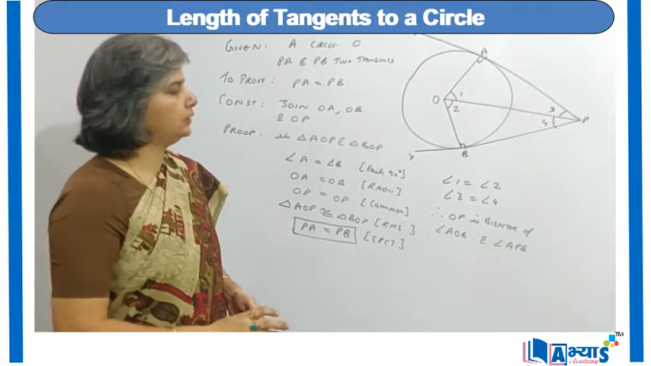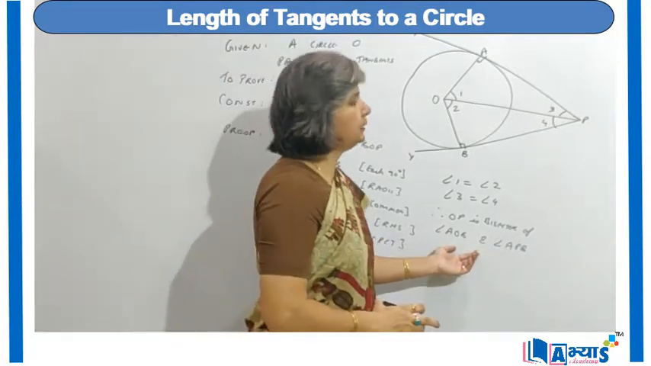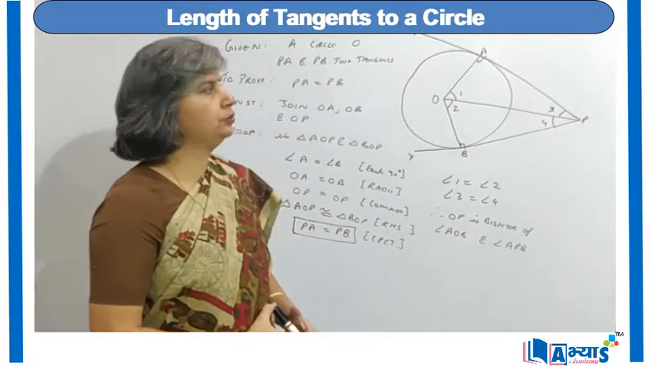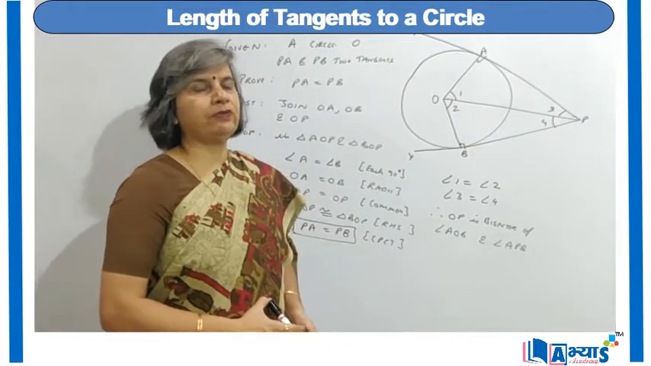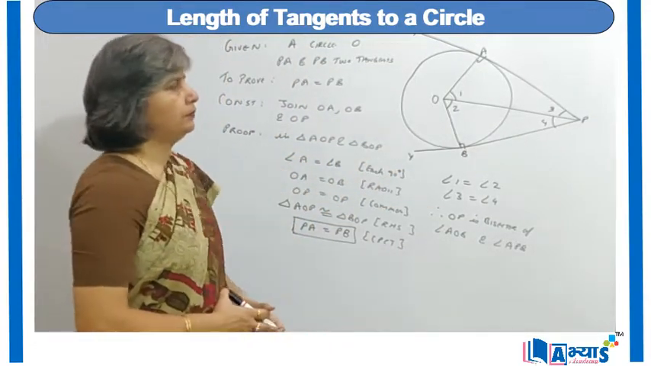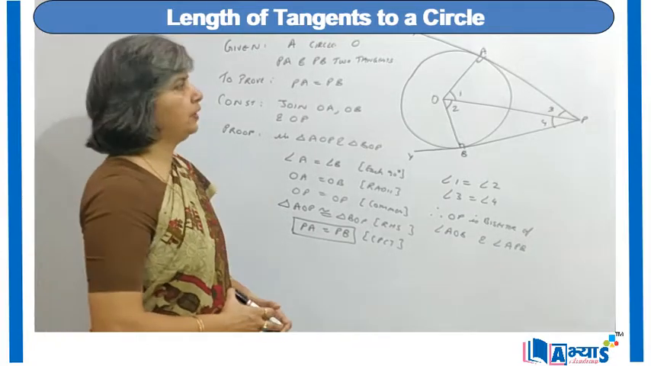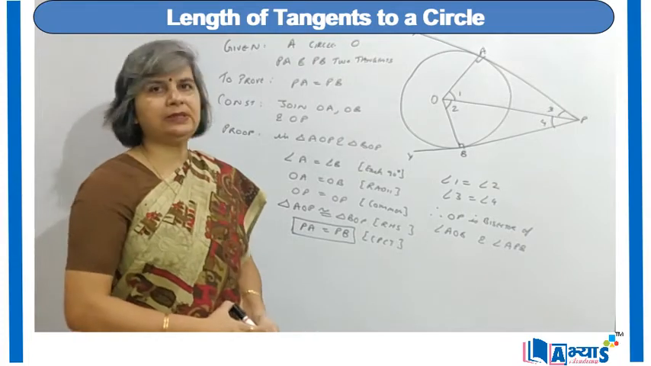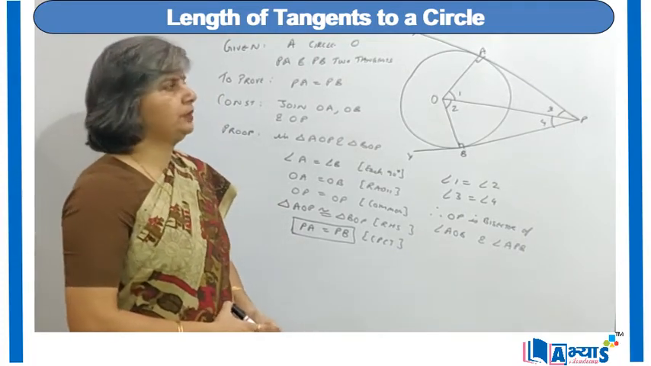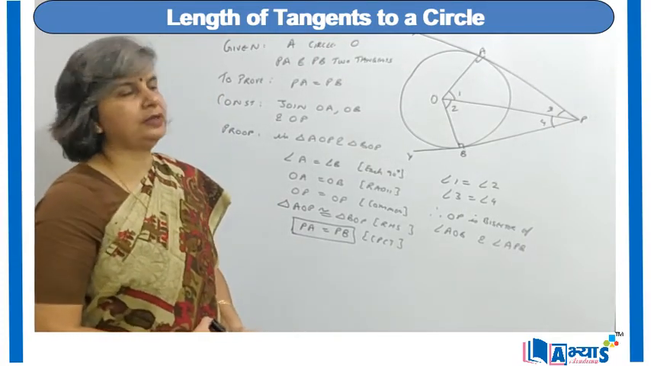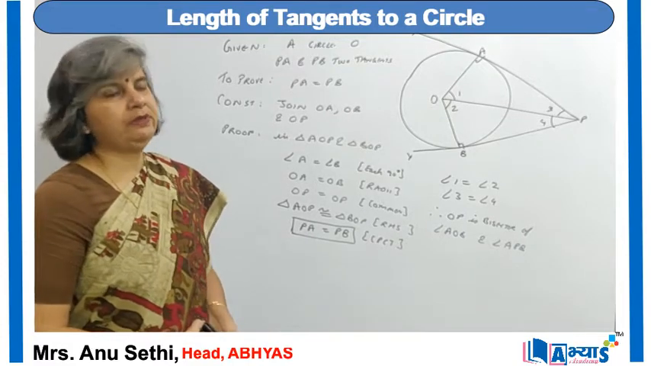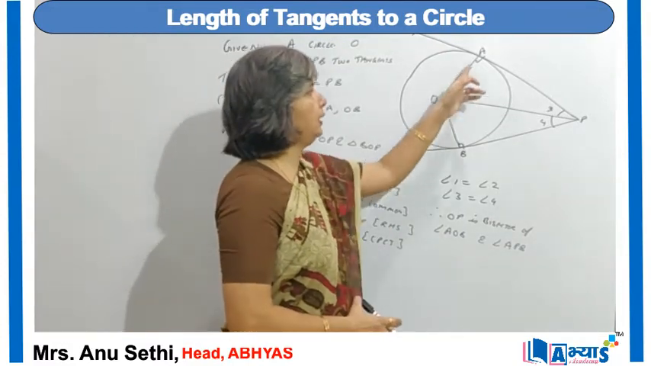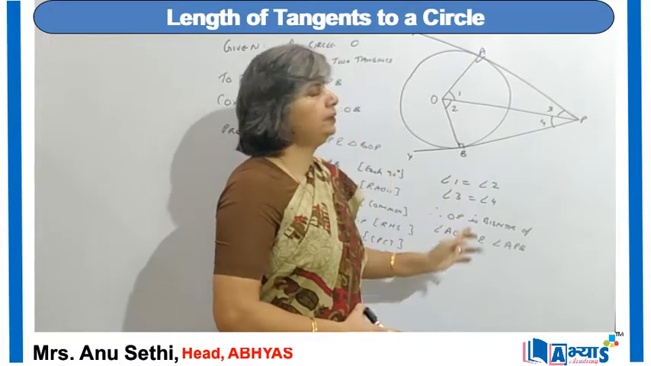In some questions this relation is also used, that OP is the bisector of angle O and angle P. So we have proved both the concepts. We have proved the theorem that the lengths of the tangents are equal, that means PA is equal to PB. Further, OP, the line joining the center with the external point P, will bisect angle AOB and angle APB.